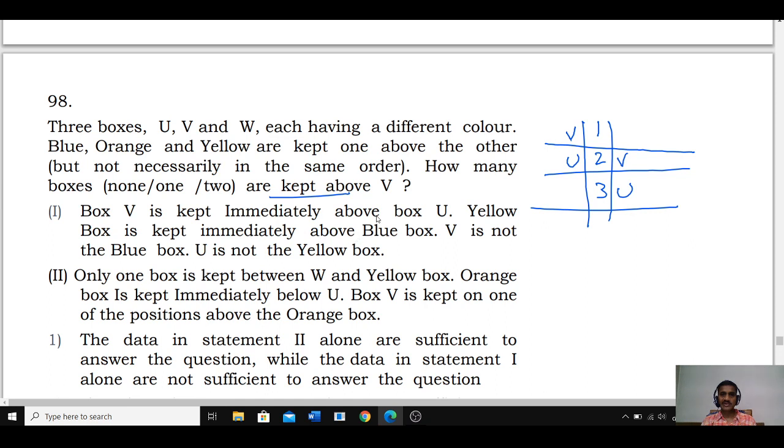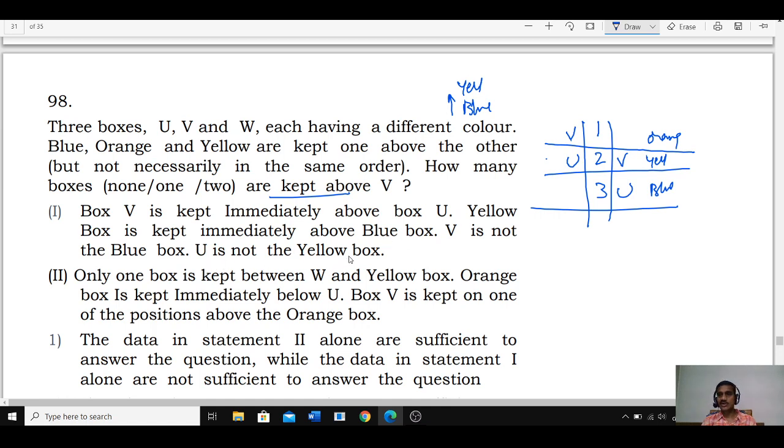Yellow box is kept immediately above blue. Yellow is immediately above blue. And V is not blue box. V cannot be blue box. As V cannot be blue box, here yellow comes, here blue, here orange, isn't it? Here V is not yellow, V is not blue. So yellow and blue can be like this or like this, two possibilities.